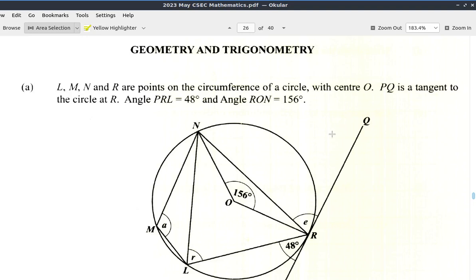May 2023 CSEC Mathematics paper, question 9. Now, it says L, M, and N are points on the circumference of a circle with center O. Then PQ is a tangent to the circle at R.